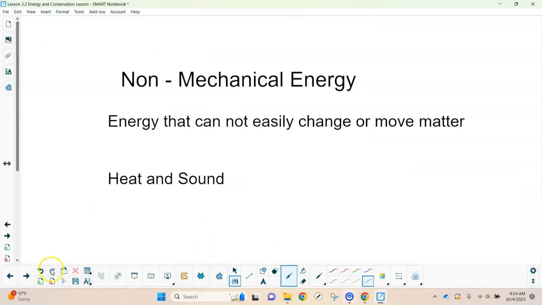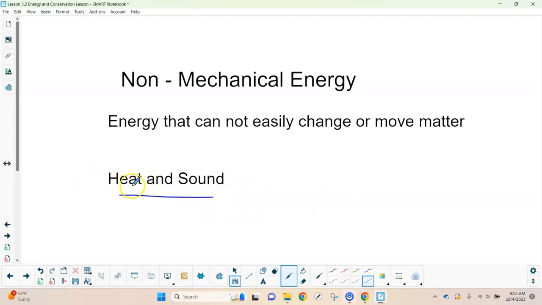Okay. Non-mechanical energy is energy that can't be easily changed into motion or matter. Heat, sound, or light are all examples of non-mechanical energy. If I just yell at something, it doesn't throw it across the room. That's sound energy being transferred through the particles. It isn't going to make the object move or change very much or easily.